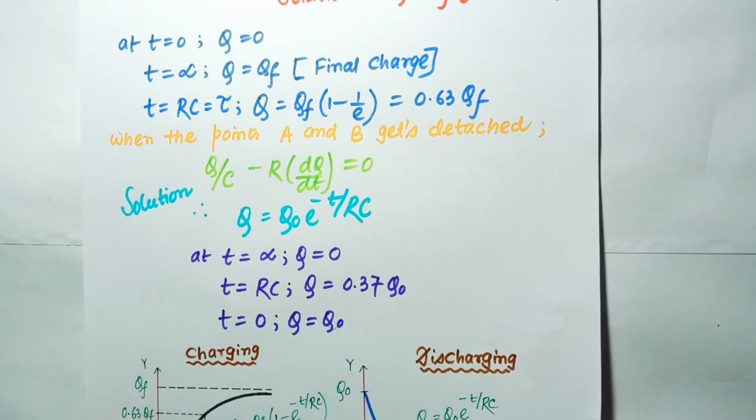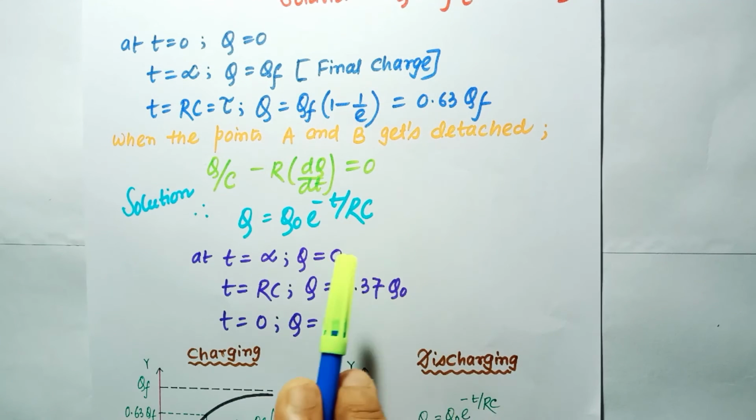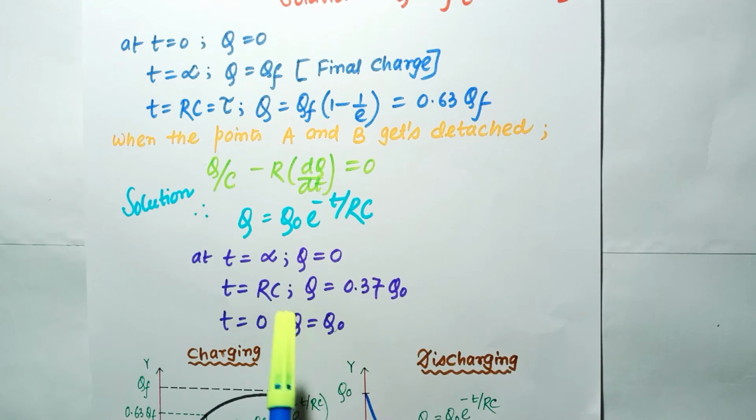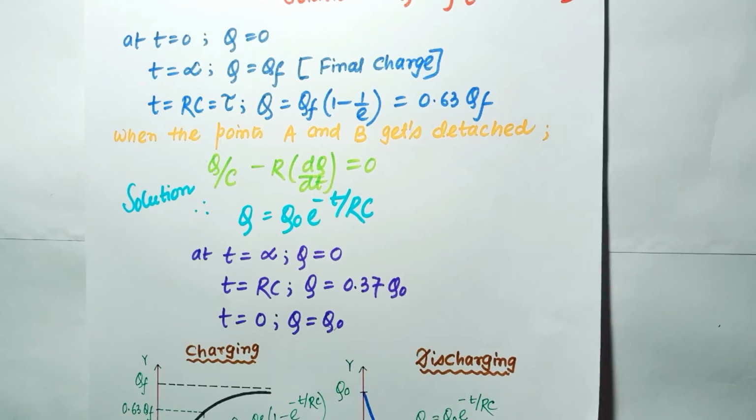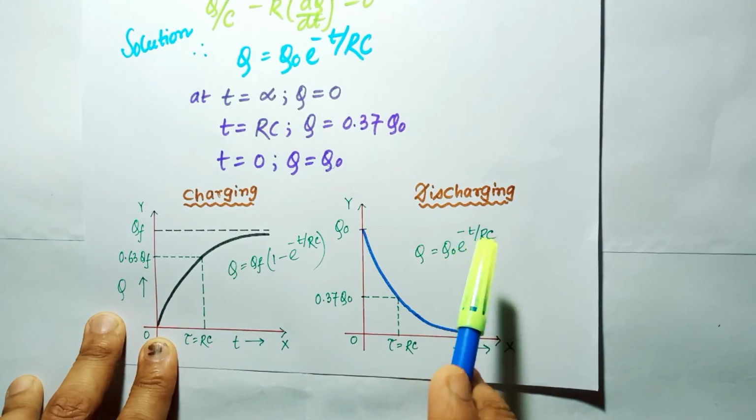You can see at t equal to infinity, Q is equal to 0. It means when the capacitor starts to discharge, at infinite time Q will get to 0. At t equal to RC, Q is equal to 37% of its initial value, 37% of Q0. And at t equal to 0, the capacitor starts to discharge, so Q is the initial value, that is Q0.